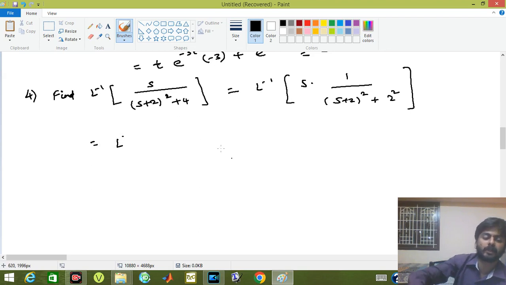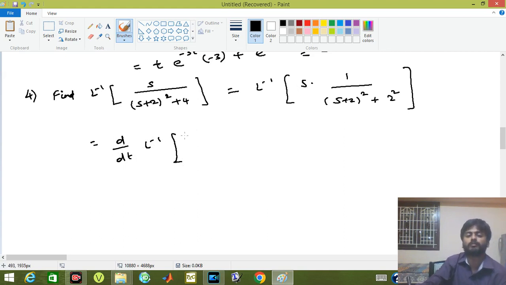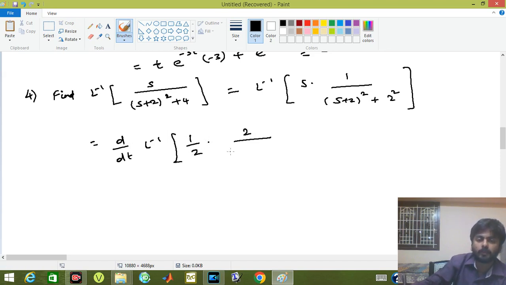it can be written as d by dt of L inverse. Since we are multiplying by s along with f of s, you can write it as d by dt of L inverse of, you can take 2. Okay, that is not a problem. If you take 2, you will have to divide by 2 also. So 1 by 2 into 2 divided by (s plus 2) the whole square plus 2 square.